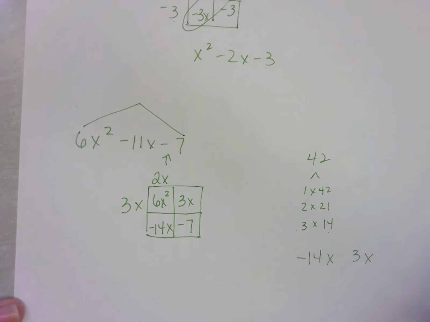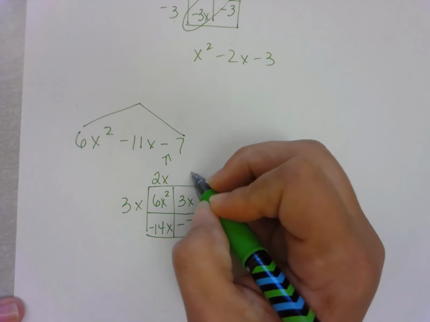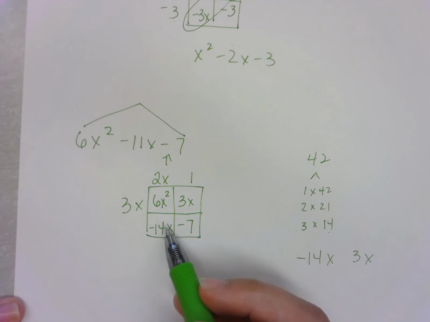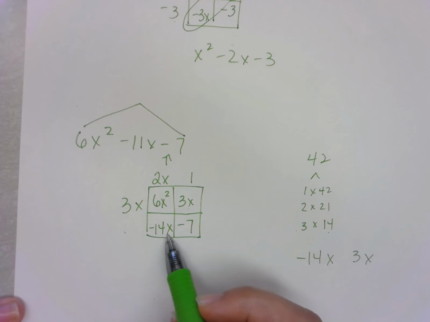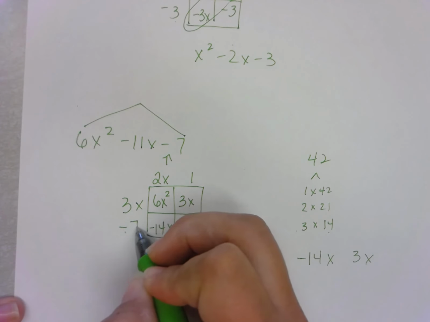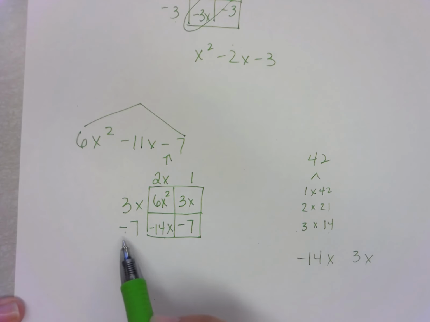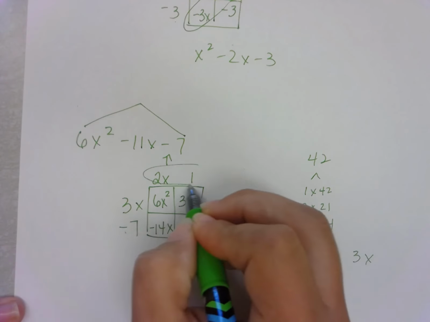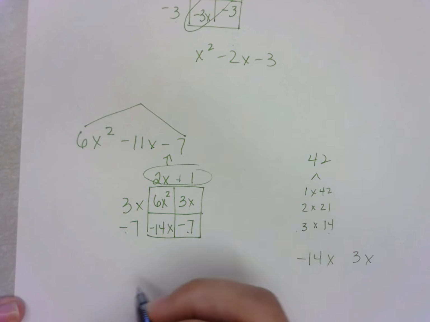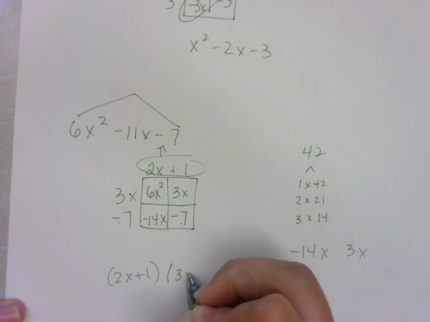Now does everything else work? So what would I need to multiply 3x by to get 3x? Well, there has to be a 1 up here. And then down here, I'm going to have 2x times something that'll give me the minus 14x. And so I can put negative 7 here, because 2 times negative 7 gives me minus 14, and then it does work in the last section too. Negative 7 times 1 gives me negative 7. So the way that I factor this then is, if there's no sign there, I assume it's plus, so I have 2x plus 1, and then this one down here in the bottom is 3x minus 7.